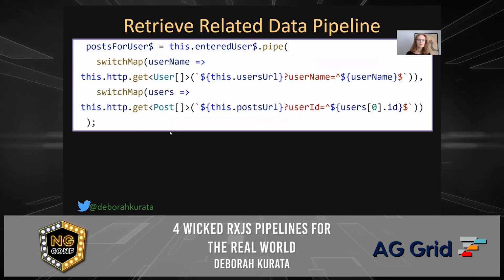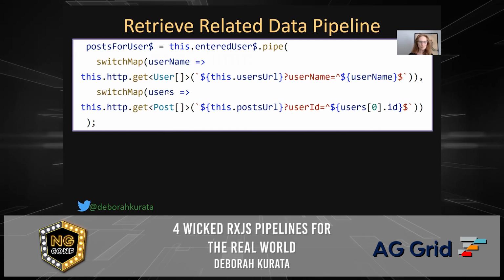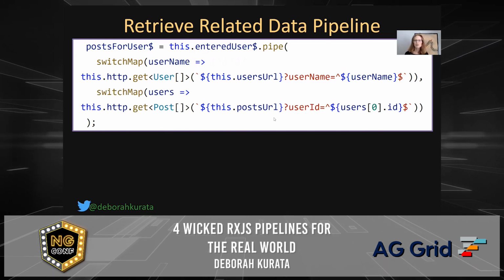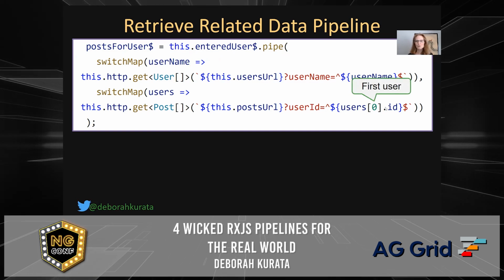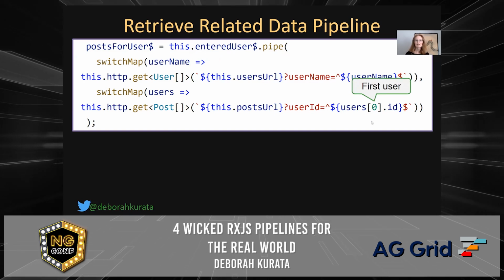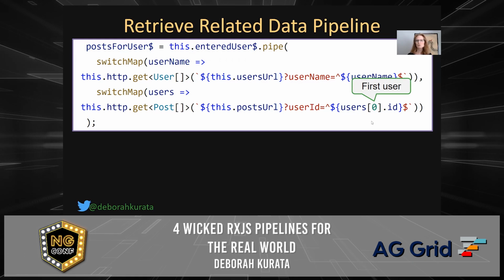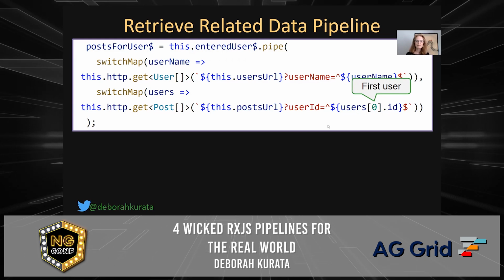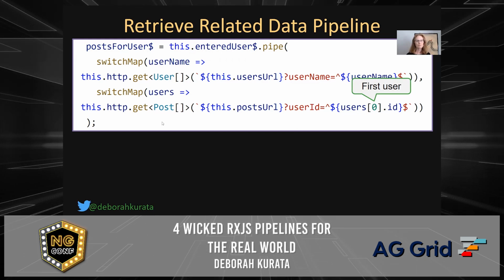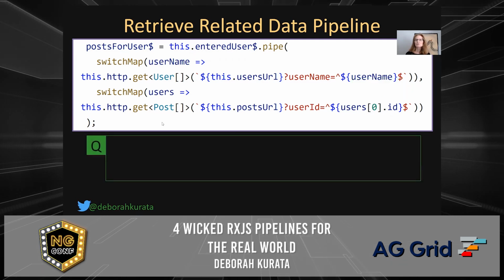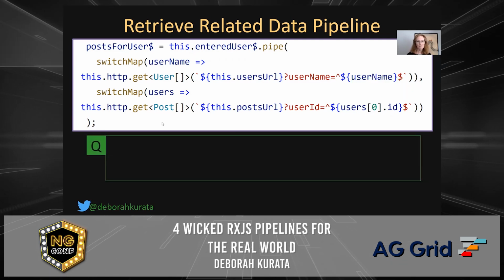So the next thing we want to do is take that users array, and we're going to pull off the first user, because we're assuming that our username would only match one user, and that's the user's ID that we want. And we use that to get our posts.